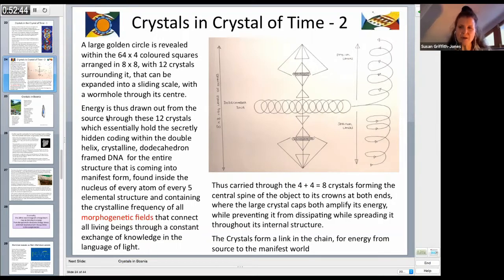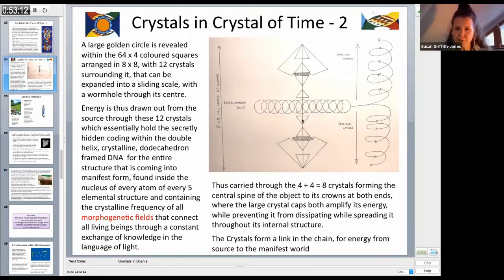Now that sounds like quite a mouthful, but really that last part of that paragraph is simply describing the process of the 3 layers coming from ultimate mind, ultimate consciousness, through the morphogenetic field in a blueprint form, and then emerging as objects in a manifest layer. So that's carried through the 4x4, 4+4.